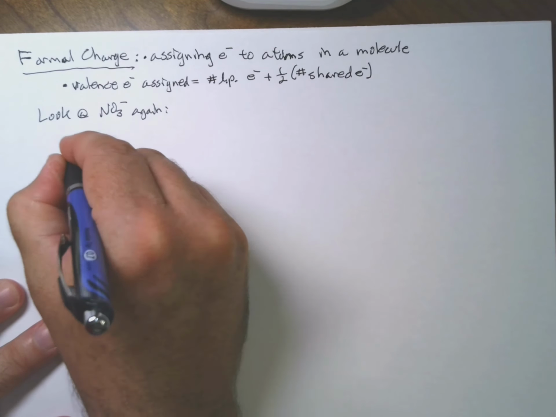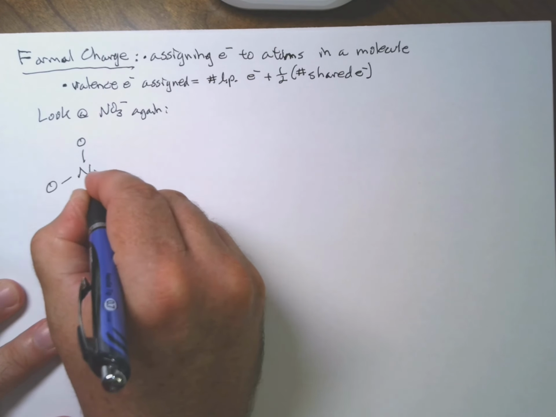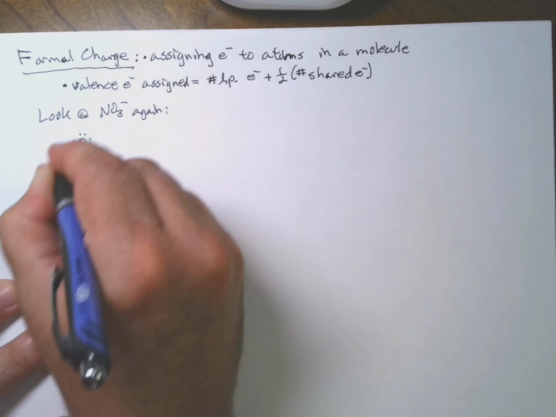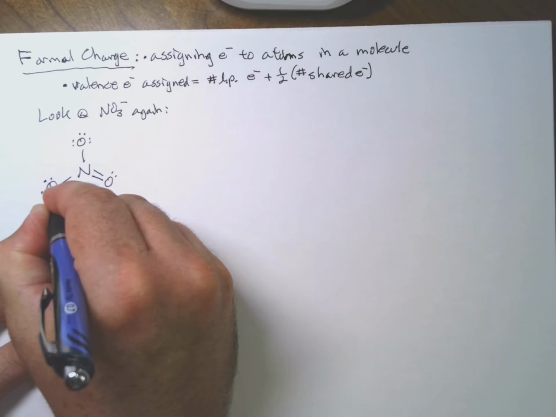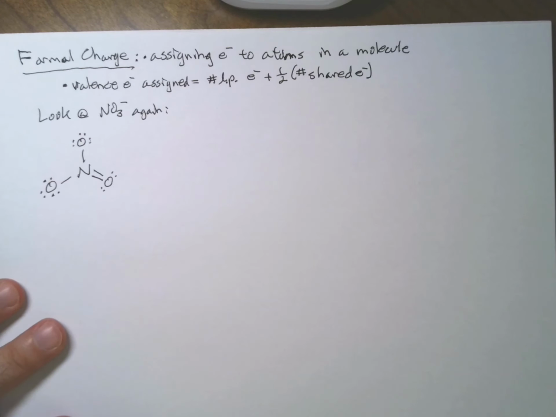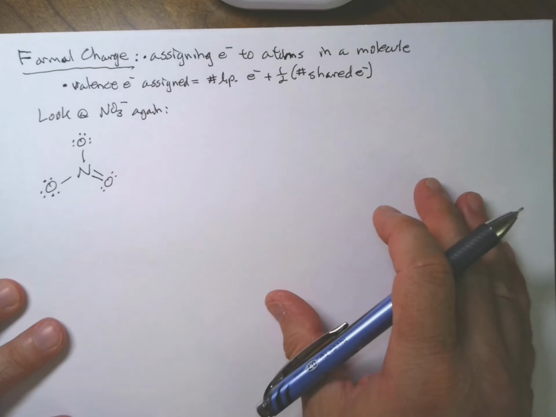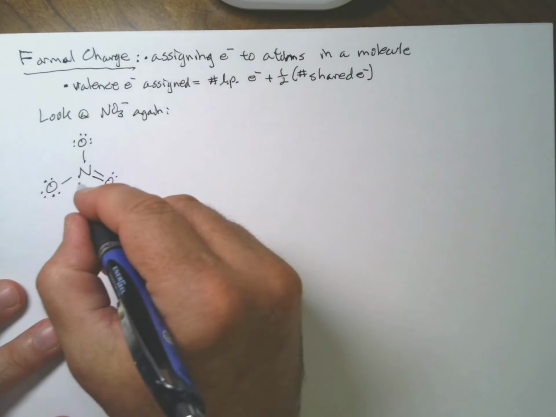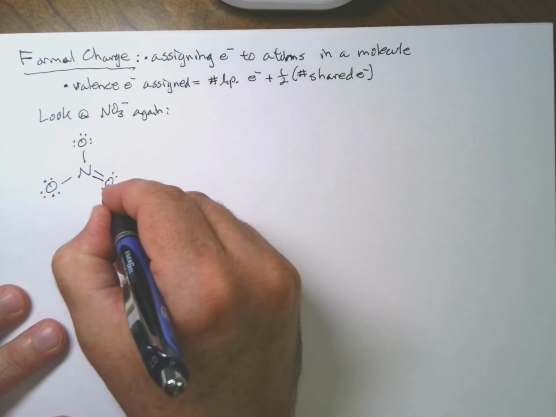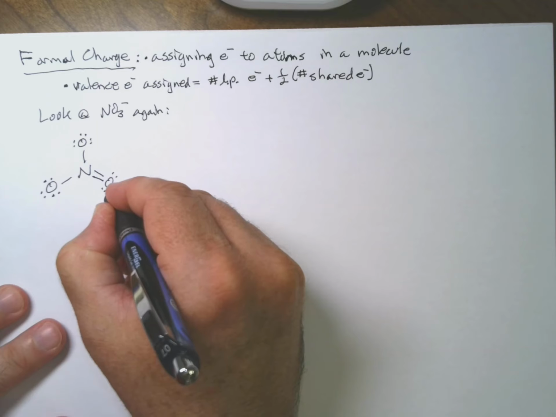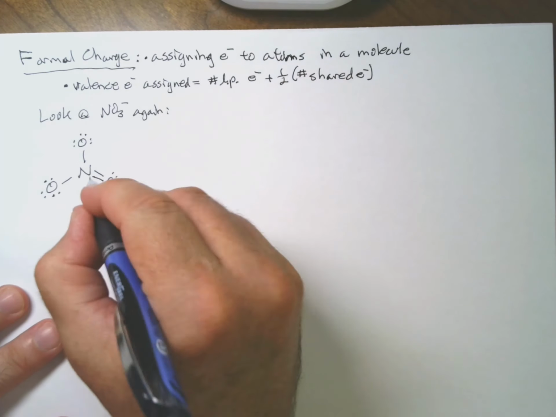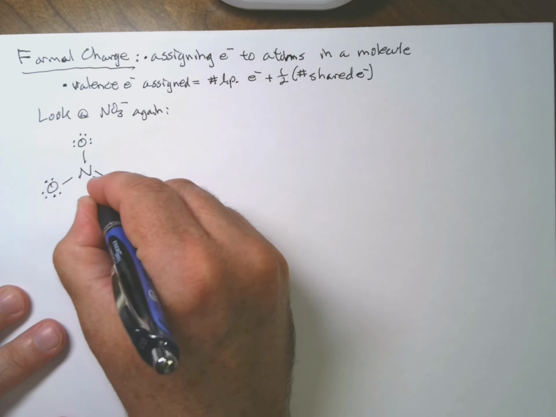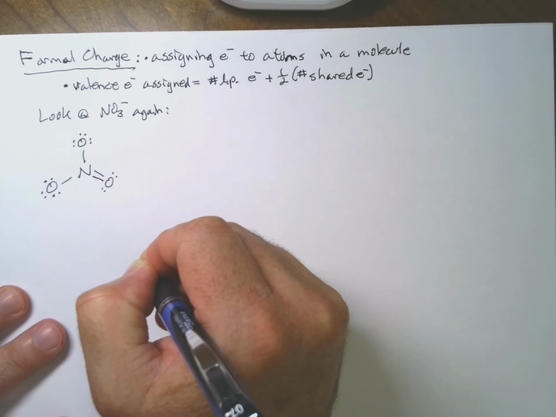So I have nitrogen, I have oxygen, oxygen, oxygen, and put in my lone pairs. Now I'm not going to put this in brackets right now because I'm not showing the overall negative charge, but rather what I'm going to show is formal charges. So I'll start down here because this oxygen has 0 formal charge. And I know that because it has 1, 2, 3, 4, 5, 6 electrons assigned to it.